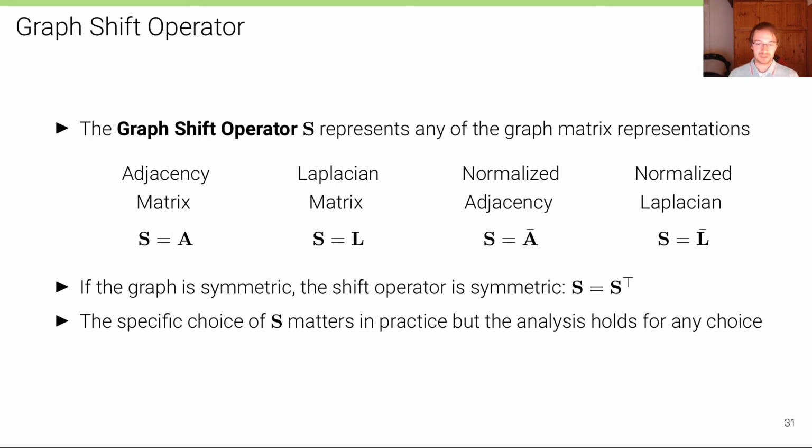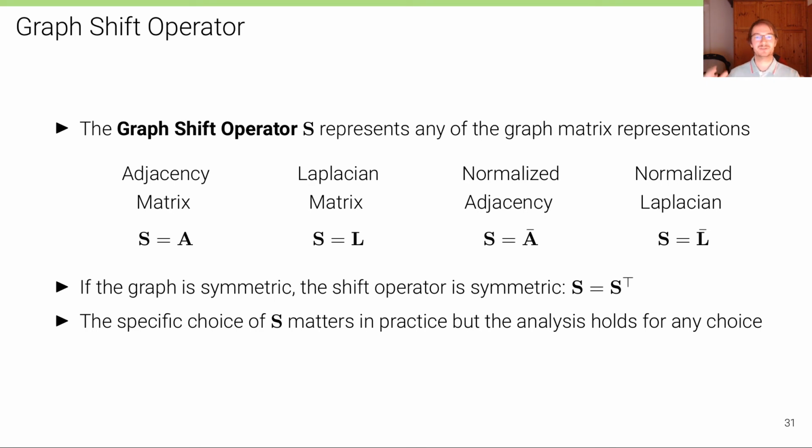If the graph is symmetric, the shift operator is symmetric as well. That's clear. The reason why we define this graph shift operator so broadly is that while the specific choice of S matters in practice, compare for instance normalized Laplacian versus regular Laplacian, the analysis that we're going to do holds for any choice. So we're going to just consider S from now on, no matter what you will use in an implementation. There are different graph shift operators that people use for different applications, and all are mathematical representations of the graph. They capture the structure of the graph.